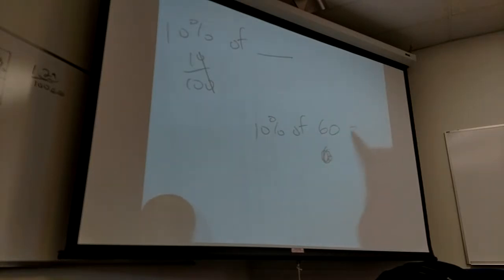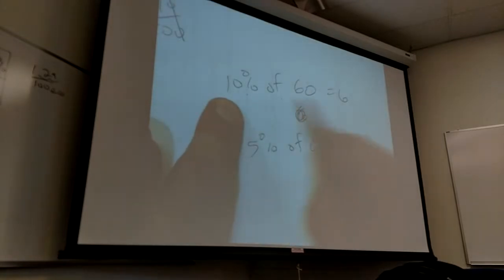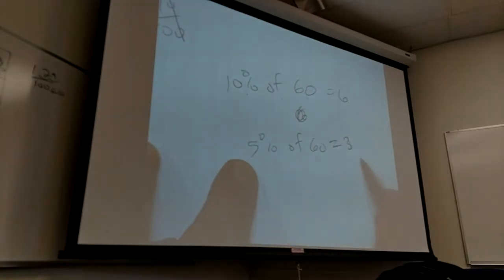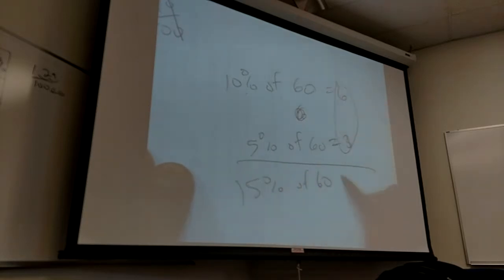Now watch. This gets interesting. So if 10% of 60 is 6, what's 5% of 60? 3. I love how you said that. It's beautiful. 10% of 60 is 6. 5% of 60 is half that. So what's 15% of 60? 9. There you go. Right?